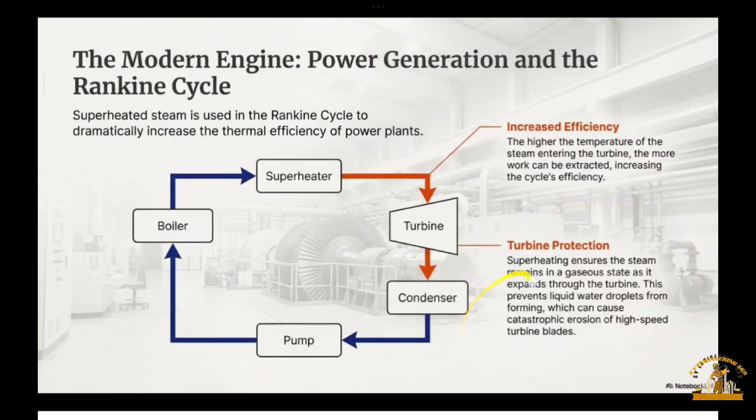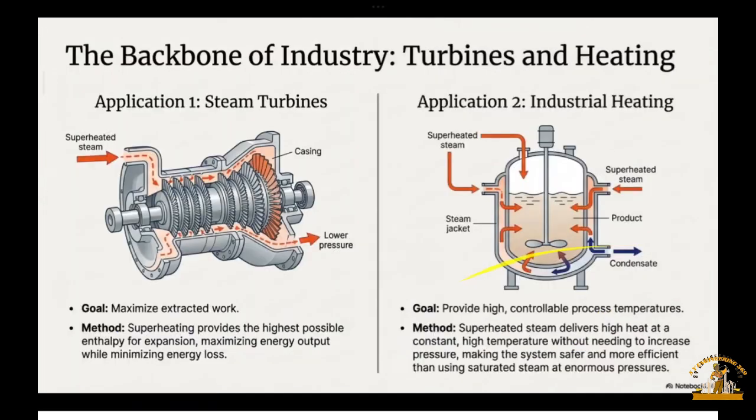Turbine protection: the superheating ensures the steam remains in a gaseous state as it expands through the turbine. This prevents liquid water droplets from forming, which can cause catastrophic erosion of high-speed turbine blades, which will cost a lot of money, because we need to replace these blades, and it's very, very expensive.